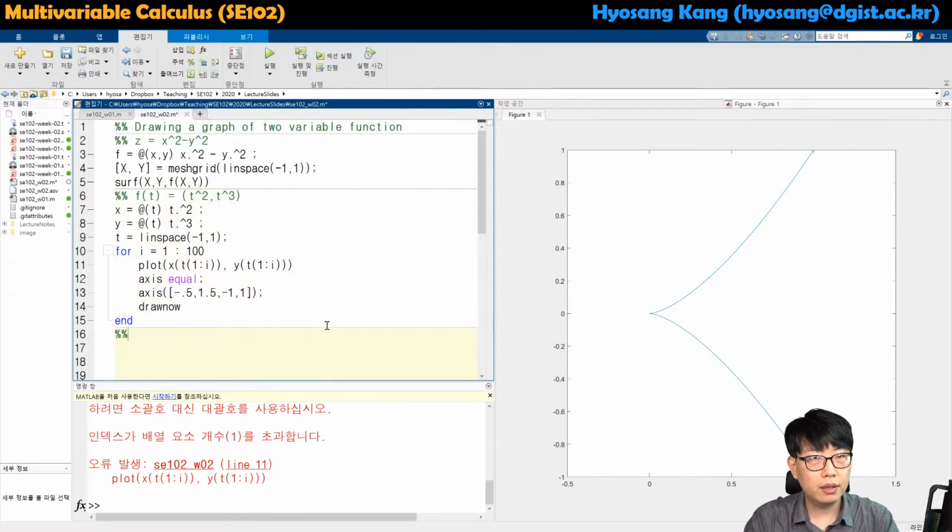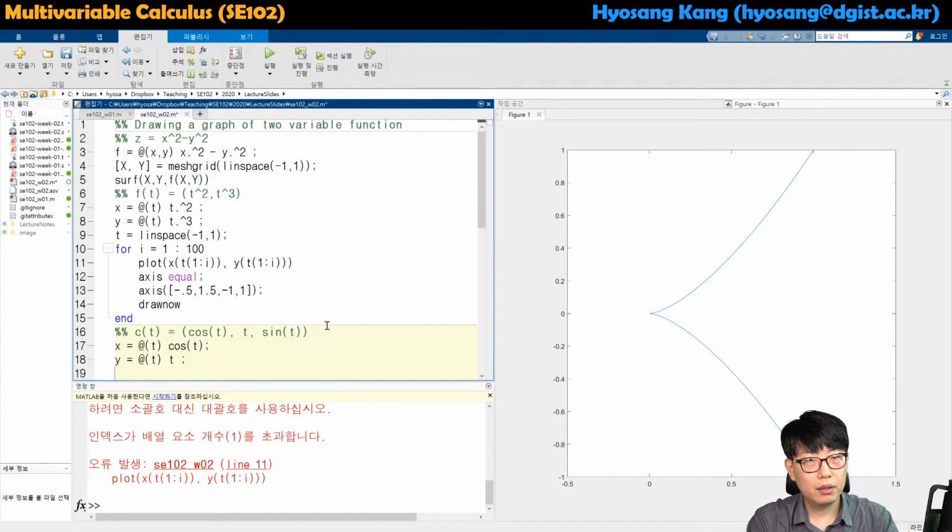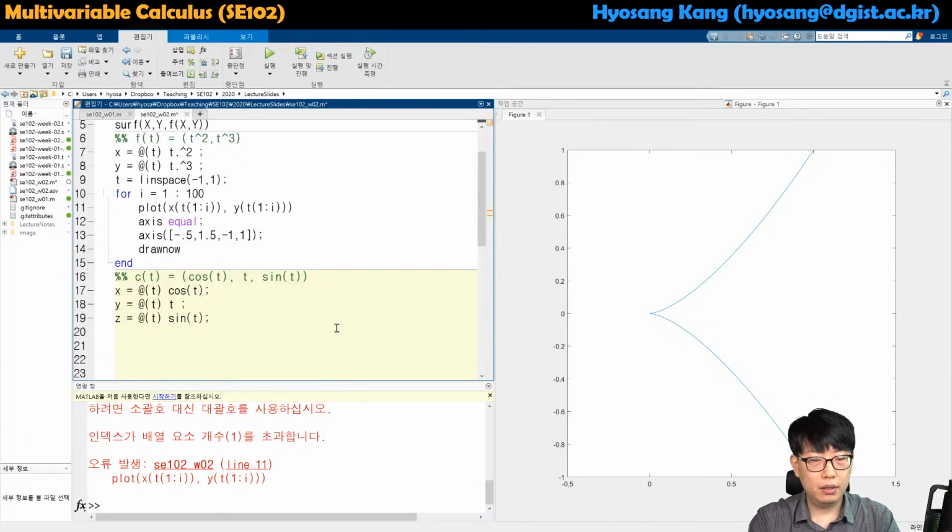So this is a different thing. We have another equation, ct equals cosine t, t, and sine t. So basically this is a spiral, but this is a parametric curve in 3-dimensional space. So I need 3 coordinate functions, xt, yt, and zt. And let's take t from linspace from 0 to, let's say, 6 pi.